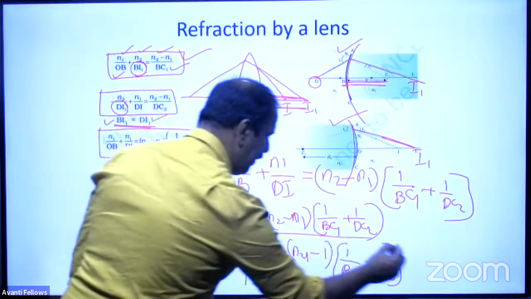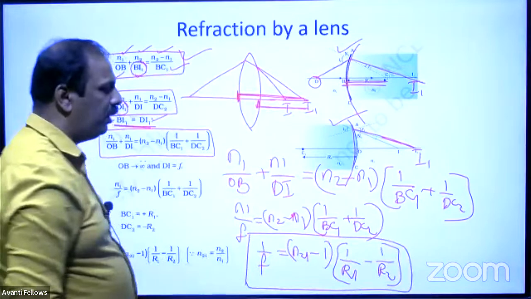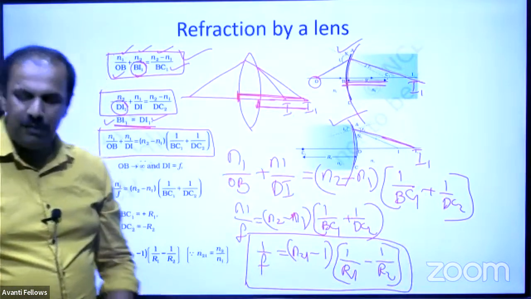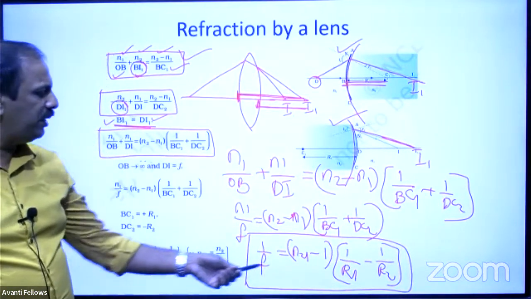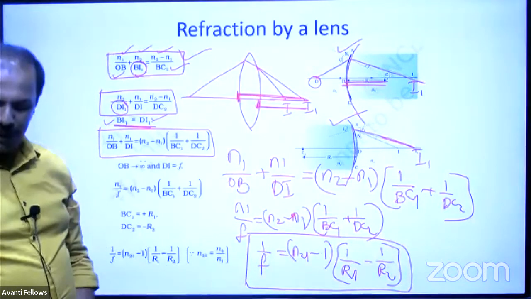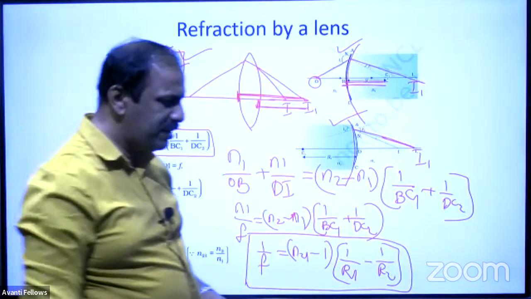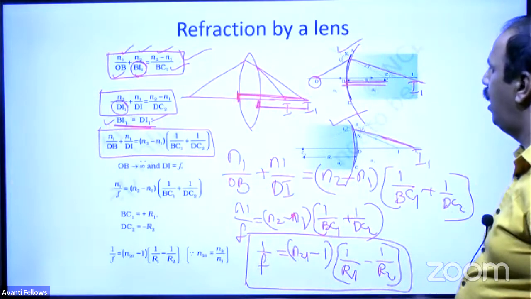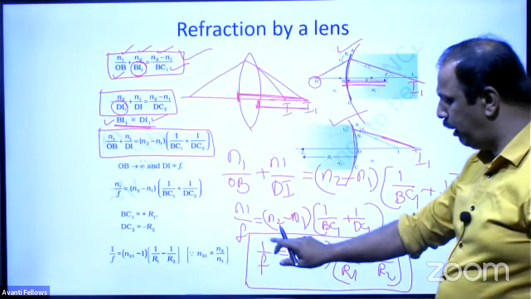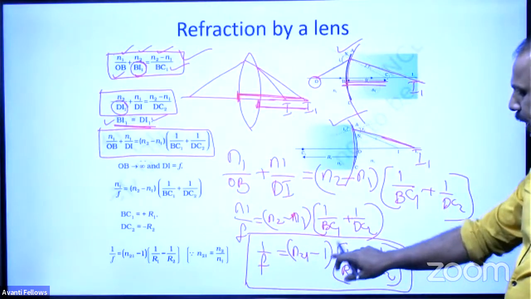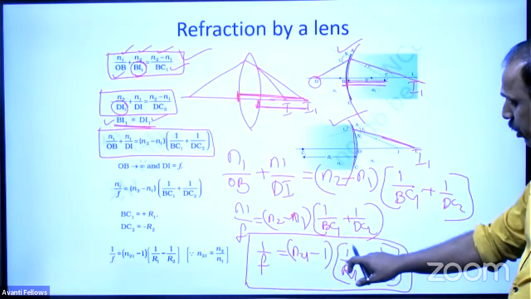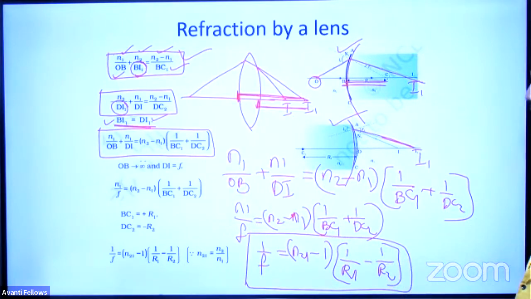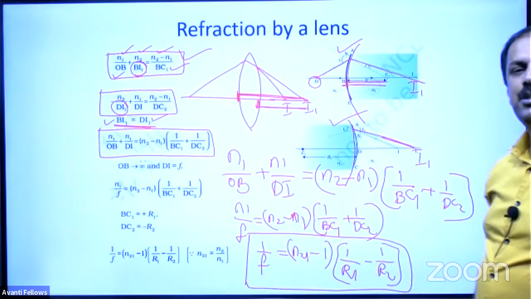This equation is very, very important. This equation is called our Lensmaker's formula. So we derived this Lensmaker's formula. You might have already done it in the class, that's why we did it a little bit fast. So 1 by F is equal to N21 minus 1 into 1 by R1 minus 1 by R2. This equation is called Lensmaker's formula.